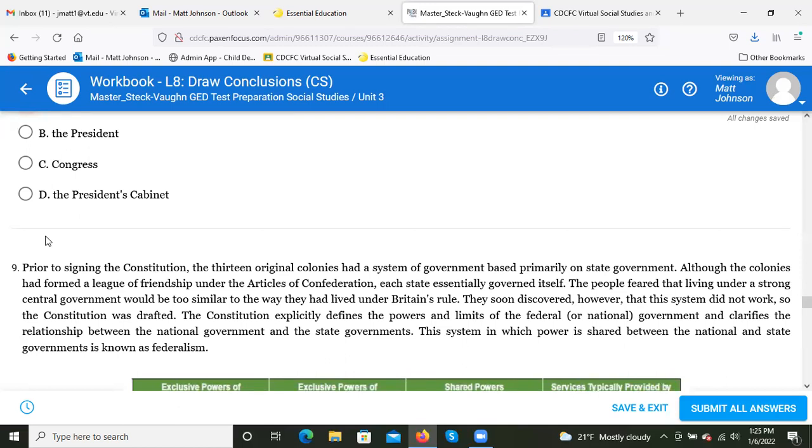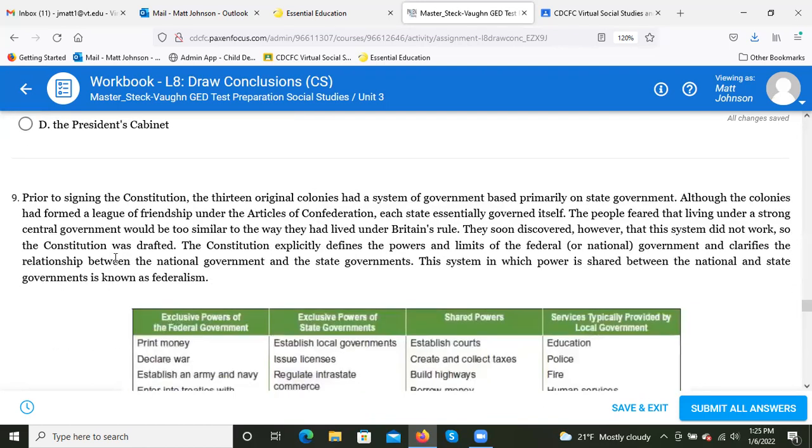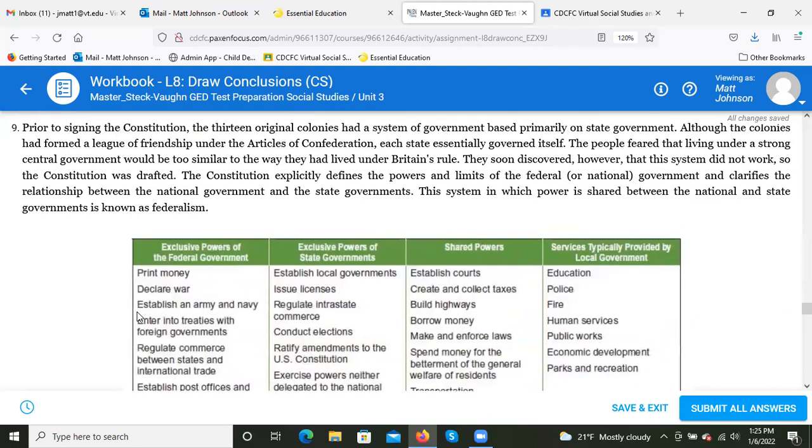The Constitution explicitly defines the powers and limits of the federal or national government and clarifies the relationship between the national government and the state governments. This system, in which power is shared between the national and state governments, is known as federalism. So, looking at our table, right? Got our 4 columns here. So, exclusive powers of the federal government, exclusive powers of the state government, shared powers, and services typically provided by local governments.